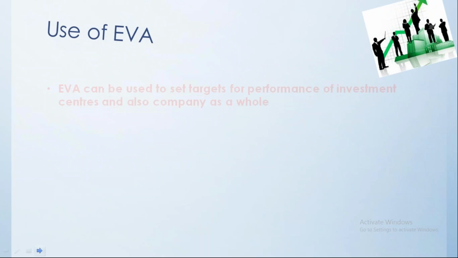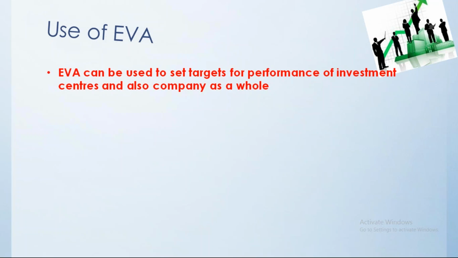Economic value added is generally used to set targets for performance of investment centers and also for a company as a whole. So remember, economic value added cannot be used for cost centers, cannot be used for revenue centers. It can be used only for investment centers. Even for profit centers, it cannot be used. Where the capital comes up, it can be used. So for the companies, it can be used. For individual divisions where it's an investment center, it can be used. So this is a short question you might get.